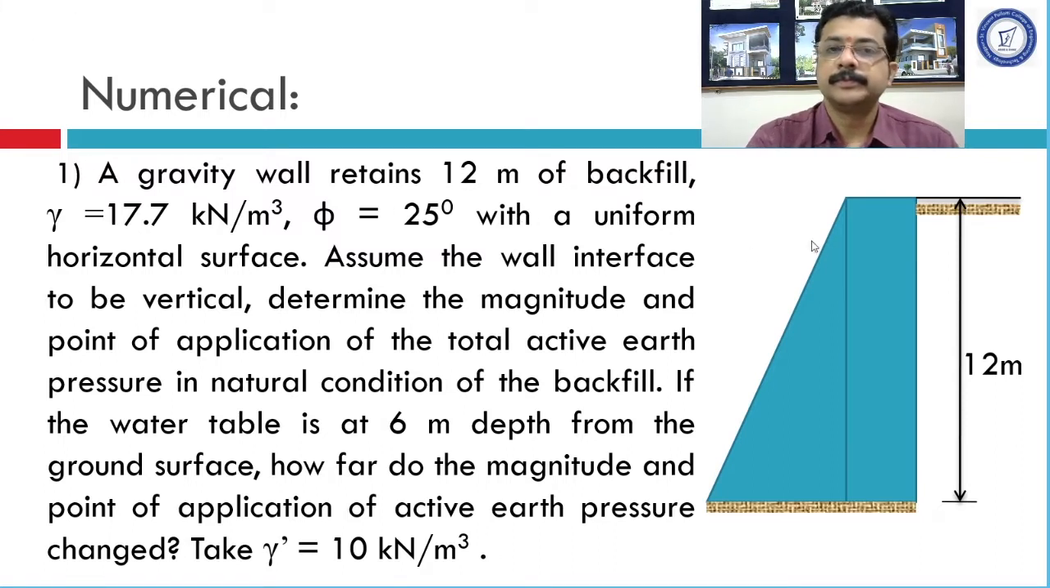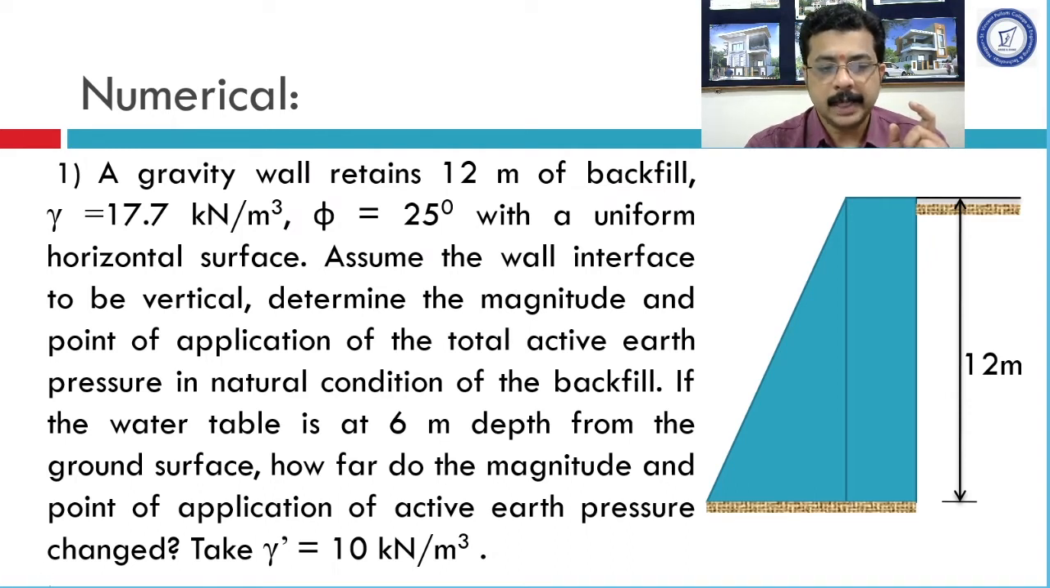So here, this is the retaining wall. Its height is 12 meter. It has retained this backfill. This backfill in its natural condition has unit weight 17.7 kilonewton per cubic meter with angle of internal friction 25 degrees. Here cohesion is not mentioned, hence soil is cohesionless soil. In this condition, we want to find out what will be the magnitude of total active earth pressure acting on this wall. So also we want to locate where this total active earth pressure will be acting. So its point of application and its magnitude.